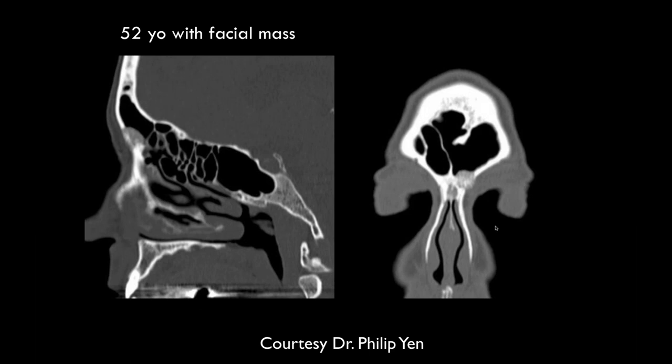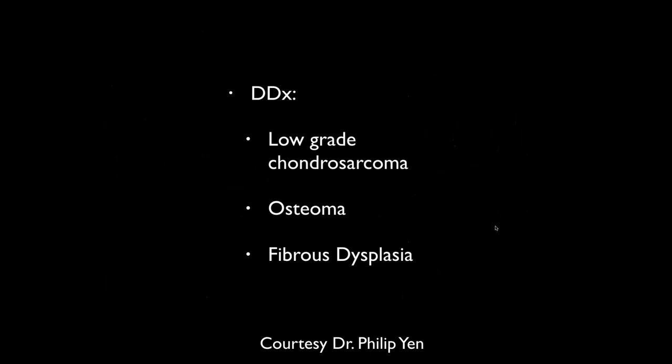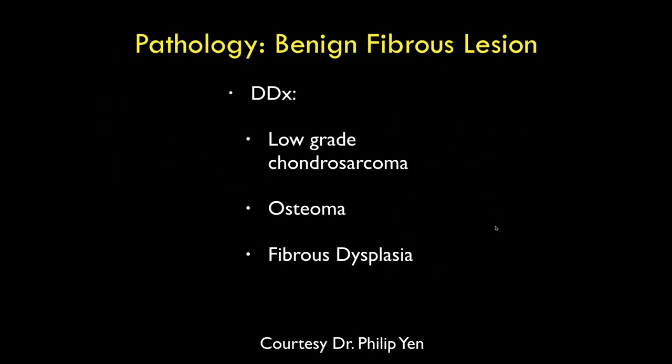So what's your differential? Could be an osteoma, could be fibrous dysplasia, could be a meningioma. No, you don't see meningiomas there. So this is kind of low-grade fibrous dysplasia. Histology said it was a benign fibrous lesion. Probably fibrous dysplasia. Okay.